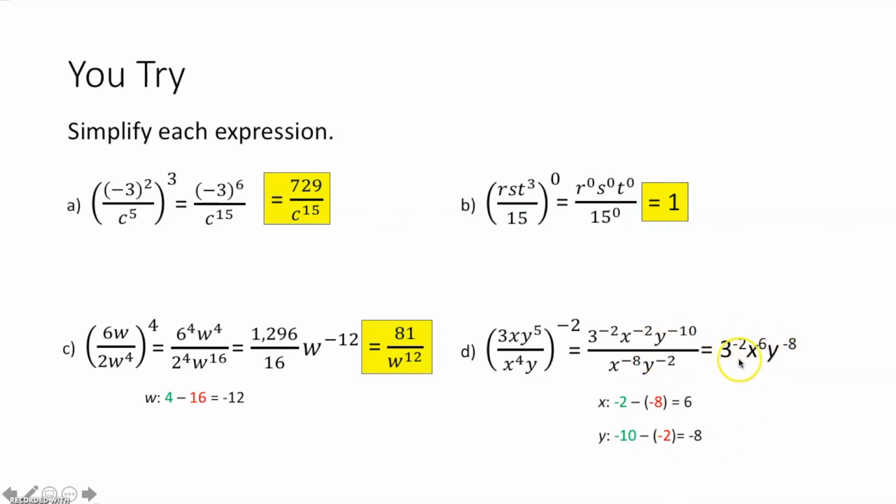Now, as we said, to make negative exponents positive, we move it to the opposite side of the fraction bar. So this 3 to the -2nd goes to the denominator, where it becomes 3 to the +2nd, and y to the -8 goes to the denominator, where it becomes y to the +8, and you're done.